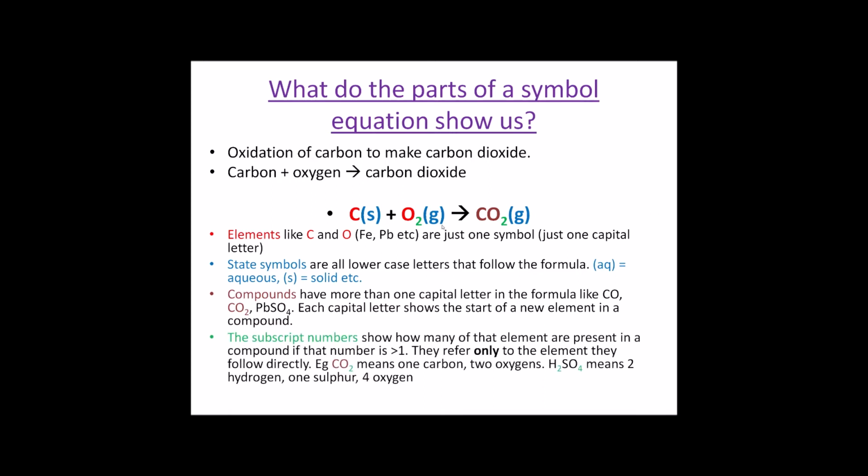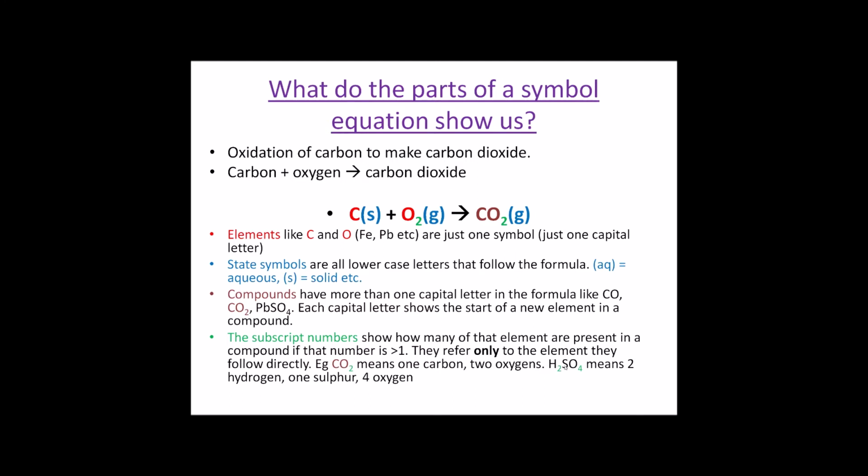The subscript numbers that follow either compounds or elements show how many of that element are present in the compound. If there is no number, then for example like the carbon, it's just 1. So here we've just got 1 carbon. Here there's no number after this carbon, so there is just 1 carbon. So the number refers only to the element that it follows directly. For example in carbon dioxide here, the 2 follows the O directly, so it only refers to the oxygen. So there are 2 oxygens, 1 carbon.